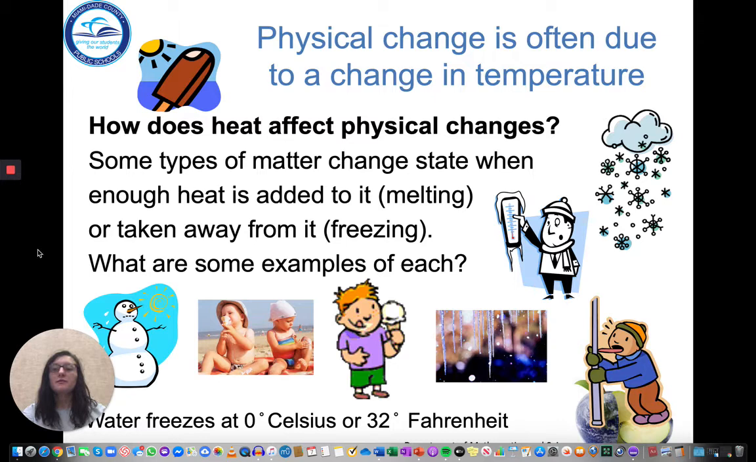And then also, just a little extra thing is that water freezes at 0 degrees Celsius or 32 degrees Fahrenheit. So again, at 32 degrees Fahrenheit, that is when rain will turn into snow. That's the temperature point where rain will turn into snow.